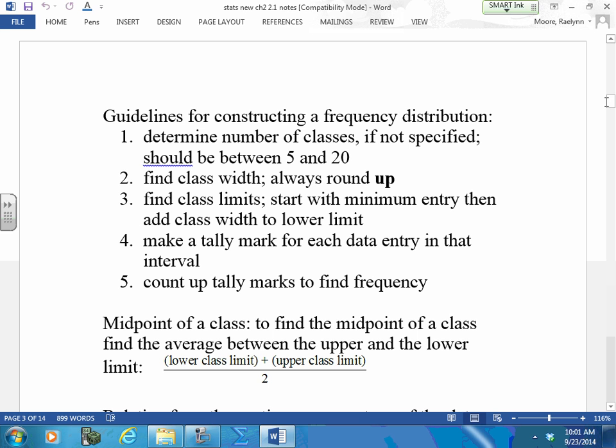So guidelines. We need to determine the number of classes, and they will be given to you. I'll tell you, or the book will tell you. We need to find the class width: max minus the min, divide by how many classes we have, and we round up. We start with the lowest one, and we add. Say our data looks like this.